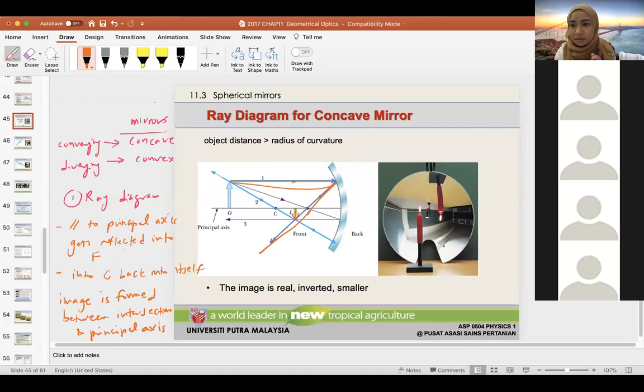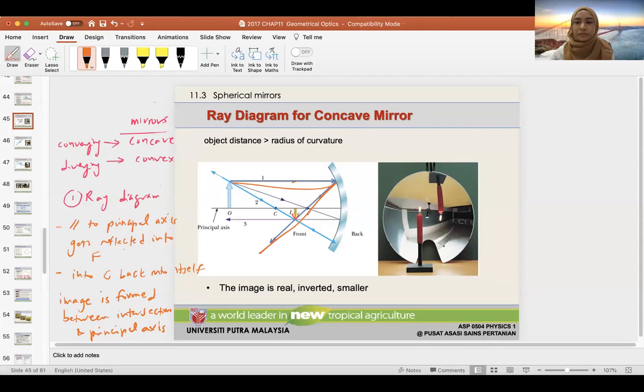For equations of mirrors, we only had two, I think. One is 1 over u plus 1 over v equals 1 over f. And remember, if it is virtual, it should be negative. If it is real, it should be positive. For concave, it's a positive f. For convex, it's a negative f.